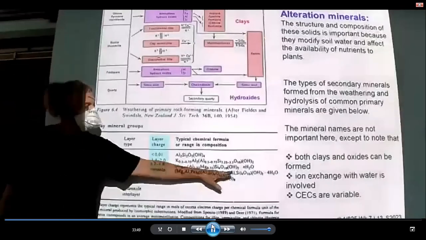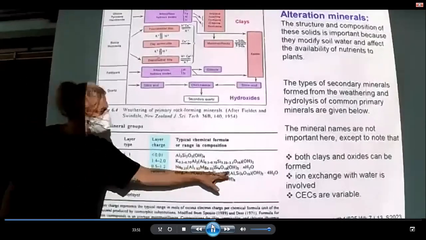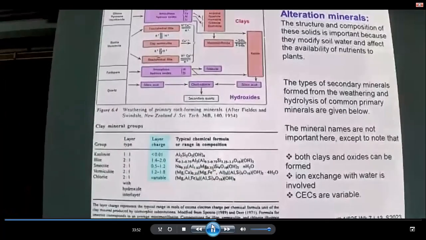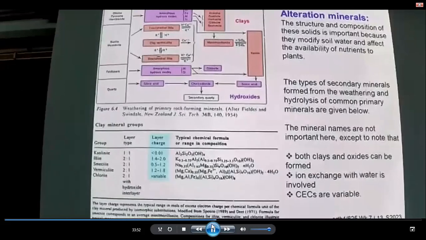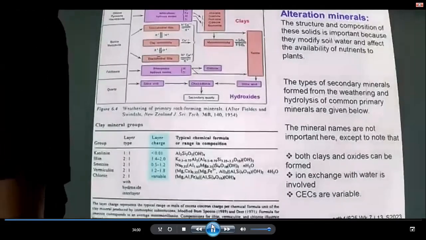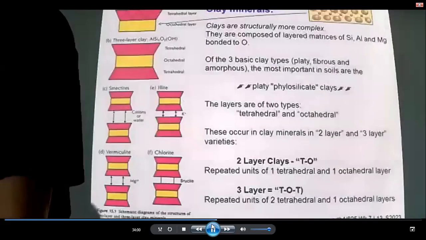So here I'm pointing to some of the very complicated structures of actual smectites, where you can see some of the substitution. For instance, if you look at smectite, you'll see that in the octahedral layer, it's got some aluminum and some magnesium.